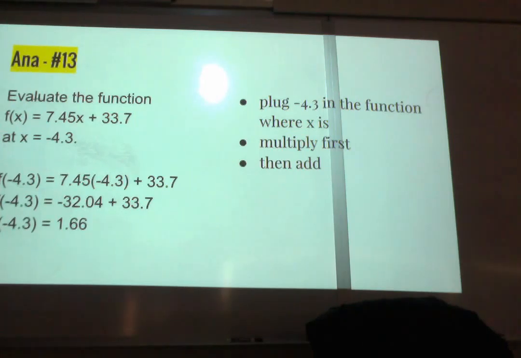Function f of x equals 7.35x plus 3. Plug negative 4.3 in the function where x is, you multiply, then you add, and your final answer is 1.6.